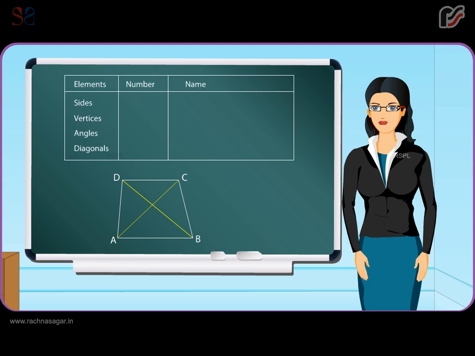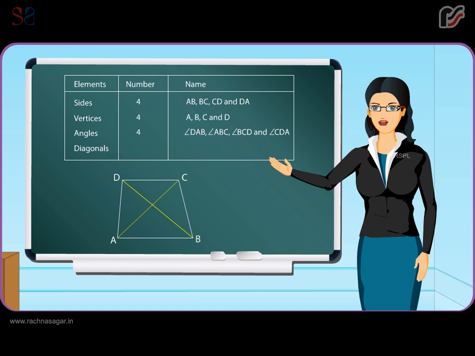Now let's see a table of elements. There are 4 elements: sides, vertices, angles, and diagonals. Sides are 4 in number, namely AB, BC, CD, and DA. Vertices are 4 in number too, namely A, B, C, and D. Angles are 4 in number too, namely angle DAB, angle ABC, angle BCD, and angle CDA. Diagonals are 2 in number, namely AC and BD.